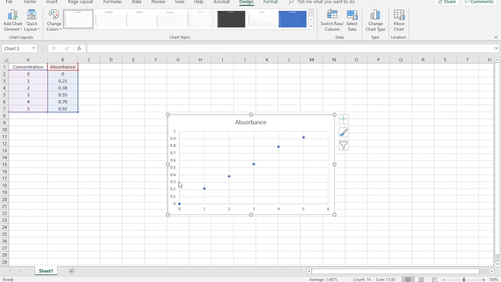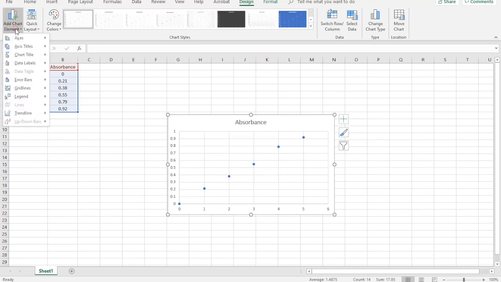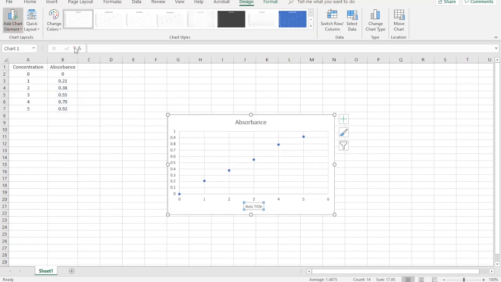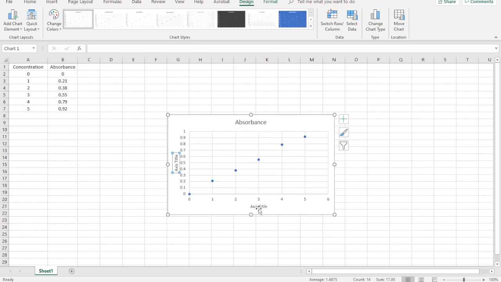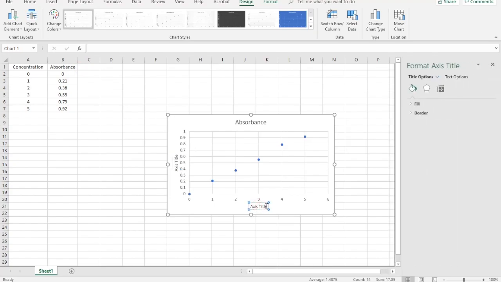So the next thing we want to do is add labels for our X and Y axes. So we'll add chart element up here. So click on that, axis title, add the horizontal, and add the vertical. And we'll just go here and type in what our axis is and the units. So this is our concentration, and the units are, of course, parts per million. For our y-axis, that's our absorbance. And there is no units on absorbance, but we're just going to list that we measure this at 650 nanometers.